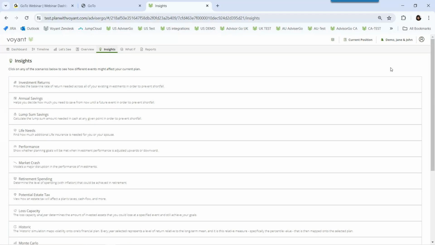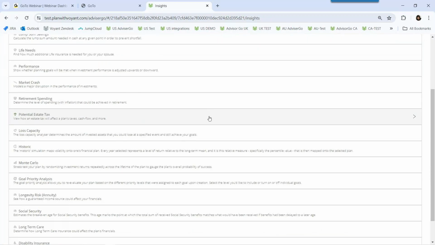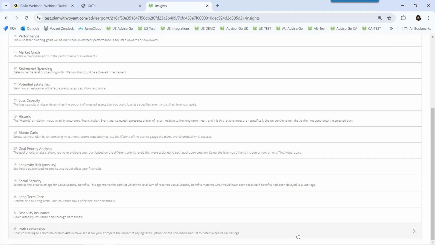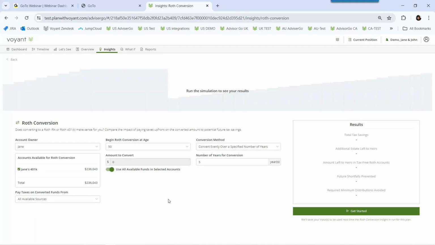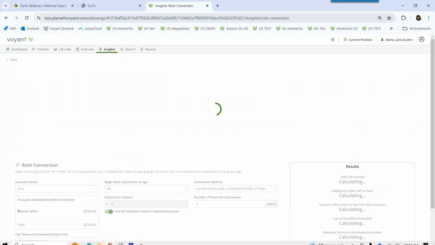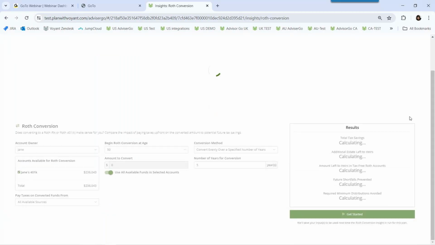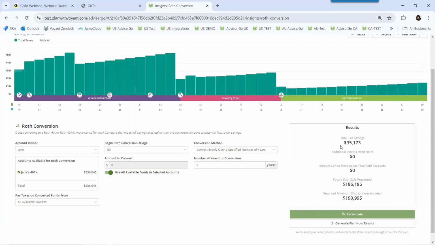But after you've done that, you can also use these as great visual tools for examples of why you're making the recommendations that you're making. So for example, this client does have a traditional 401k in the plan. Do we want to look at how a Roth conversion might affect their plan? You could run this Roth conversion simulation, click get started, and just see really quickly and give your clients a visual of what that would do.